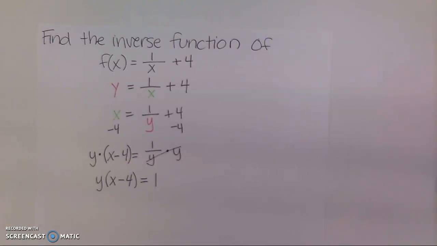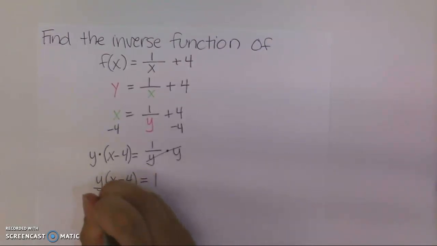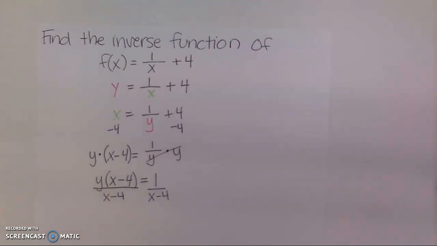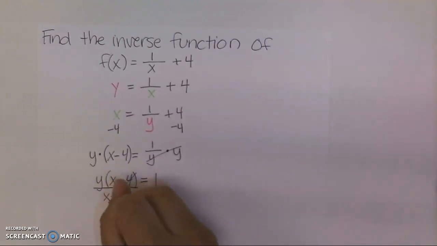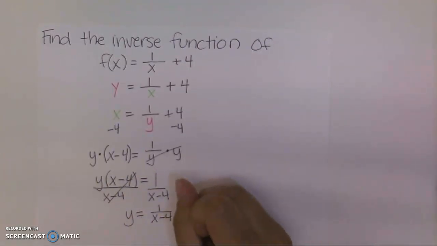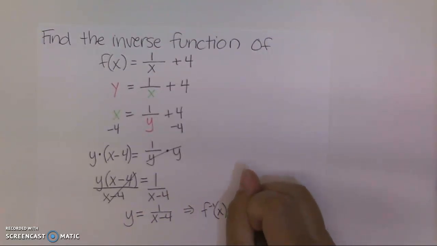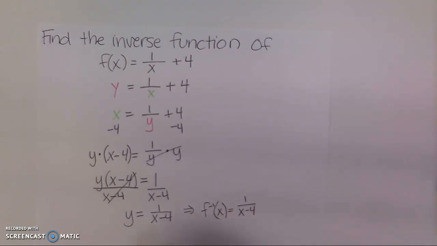Remember, we're solving for y. So what do we need to do if we're solving for y? Well, we're multiplying y times this quantity. So to solve, we need to undo that by dividing. So we're going to divide by that whole quantity x minus 4. And then, as always, we do that to both sides. So those then go completely away, and we're left with y equals 1 over x minus 4. Writing that in function notation, of course, we have the inverse of f equals 1 over x minus 4.